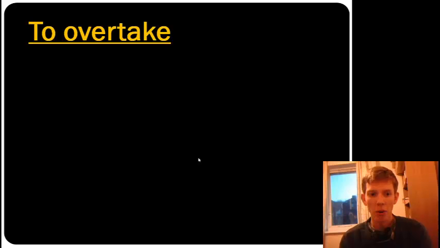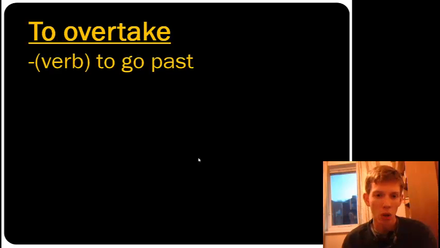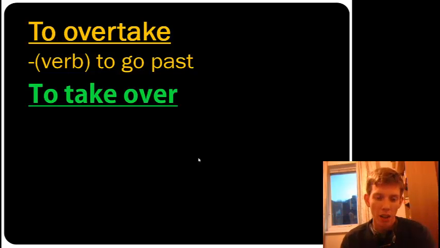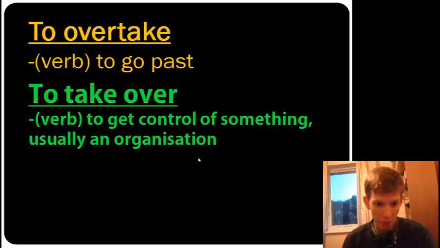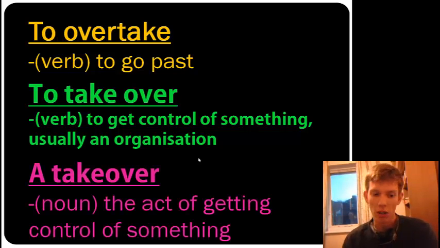Let's recap. We had first to overtake, all one word, and it means to go past. So for example, I'm going to overtake the car in front. Then we had to take over, and that means to get control of something, usually an organization. For example, Google is going to take over another company. And finally, we had a takeover, which is a noun, and it means the act of getting control of something. For example, the zombie takeover is very scary.